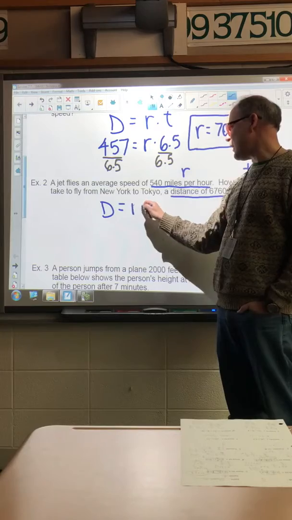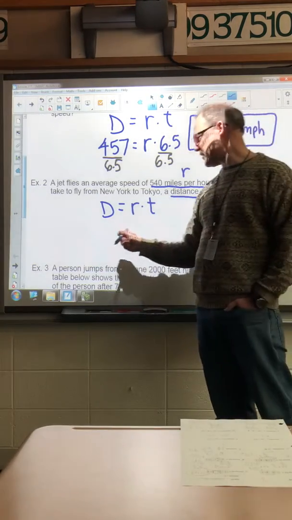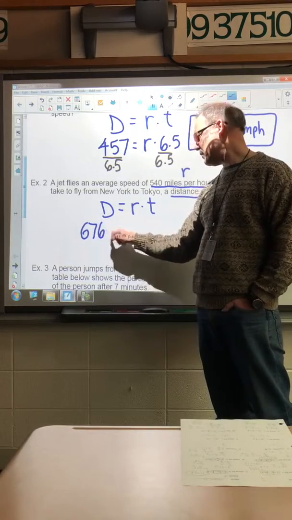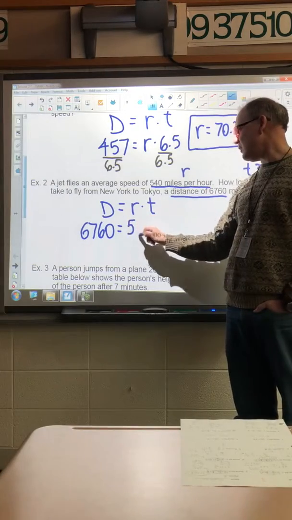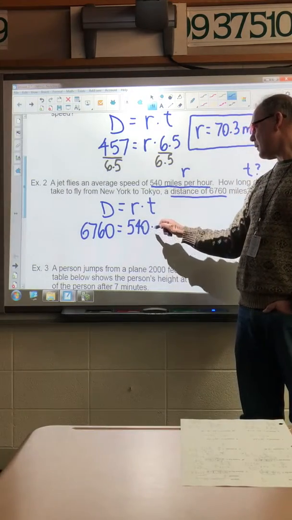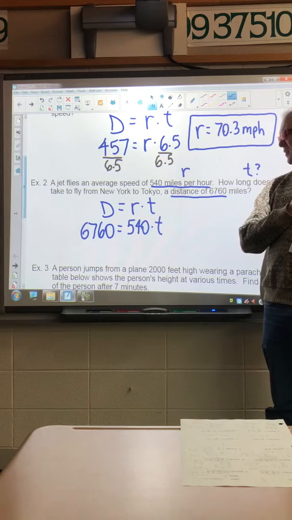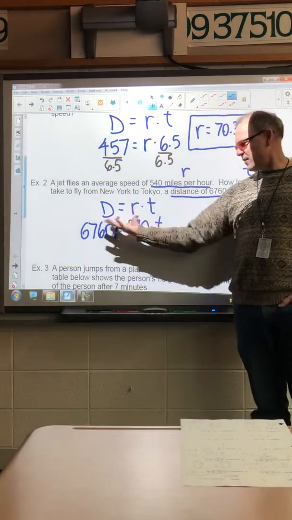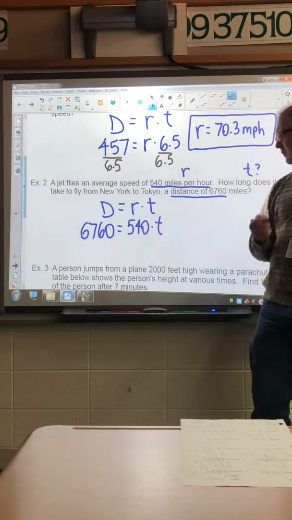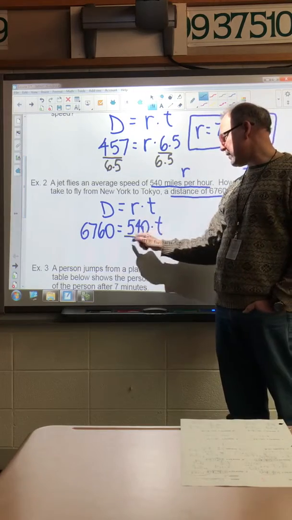Distance equals rate times time. So our distance is 6,760. Our rate is 540. We're looking for T. So the math part of these is not too tough. It's just getting the equation set up properly. Again, this is multiplication, so divide by 540.